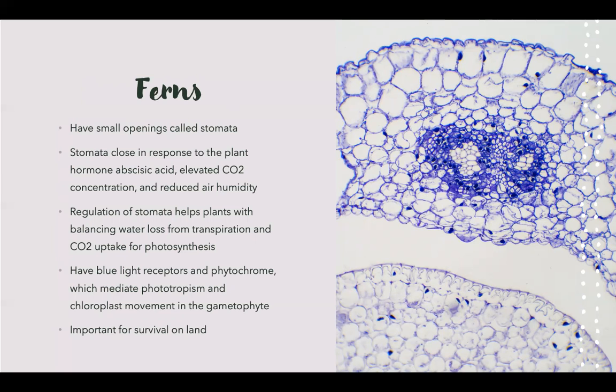Ferns also have blue light receptors and phytochrome, which mediate phototropism and chloroplast movement in the gametophyte. This is very important for survival of the fern as a terrestrial plant that encounters a lot of sunlight.